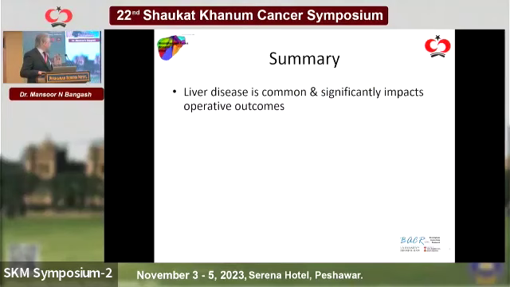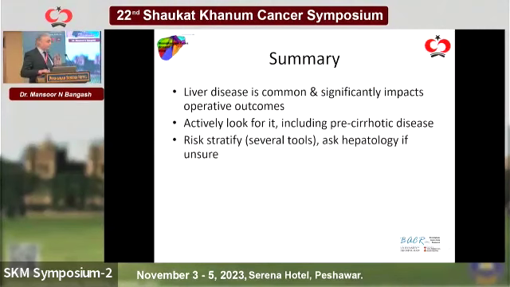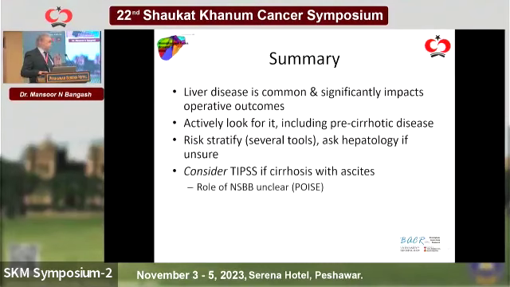So just last slide now. Liver disease is very common. It significantly affects outcomes. You need to actively look for it, even in people that you don't expect it in, especially in this country. You need to risk stratify, and you need to ask hepatology if you're unsure, just like we ask cardiology when we're unsure.